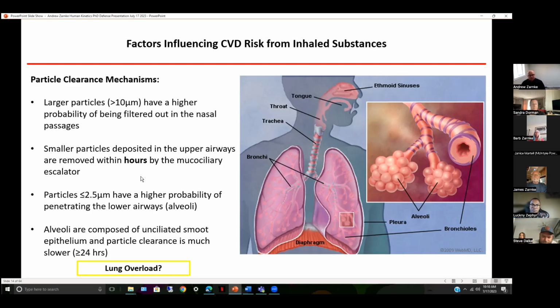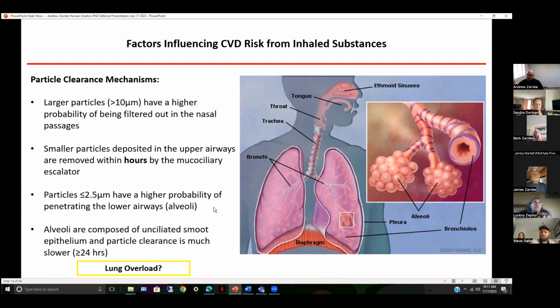Particles that are below 2.5 micrometers, or PM 2.5, have a higher probability of penetrating into the lower airways, into the alveolar sacs. You can see these little balloon structures at the terminus of our airways are smooth, they're small, and these smaller particles have a much higher probability of reaching this area of the lung. So this is a smooth ciliated epithelium. Particle clearance is much slower, at greater than 24 hours. So we just consider McIntyre powder in this scheme.